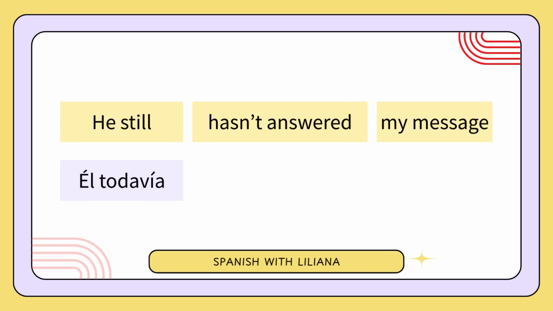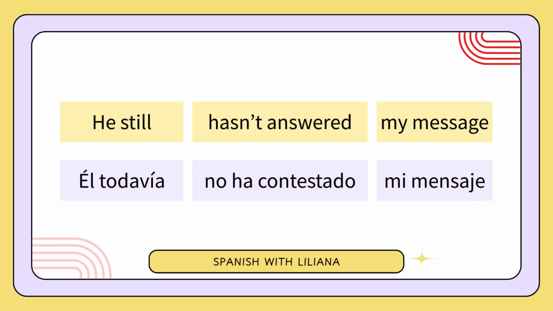He still becomes él todavía. Él todavía hasn't answered. No ha contestado. And my message is mi mensaje. Él todavía no ha contestado mi mensaje. So this is the present perfect. We use the verb haber plus the past participle. Él todavía no ha contestado mi mensaje.